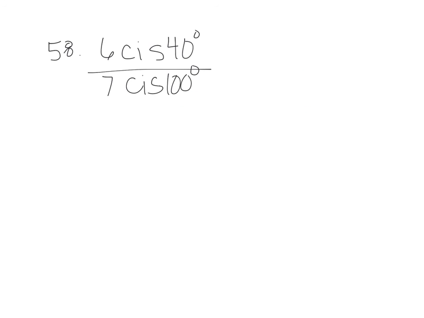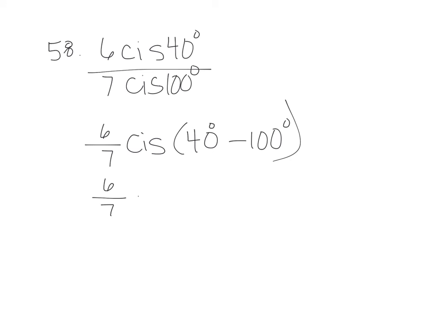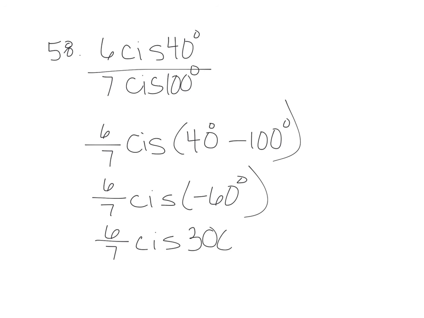For 58, when we divide complex numbers, you divide the r's, so 6 over 7 just remains that, and for the angles, we subtract them. So we have 40 minus 100, 6 over 7 cis, negative 60. I'm going to coterminal angle that by adding 360 to it, which would give us 6/7 cis 300. And again, they ask us to leave it in trigonometric or polar form, so we are done.